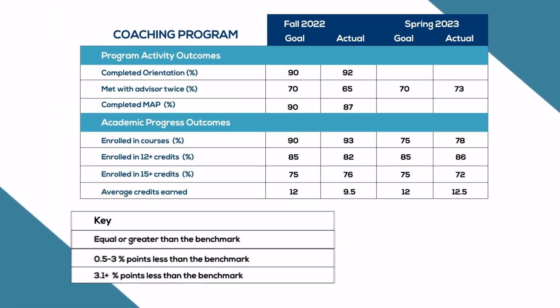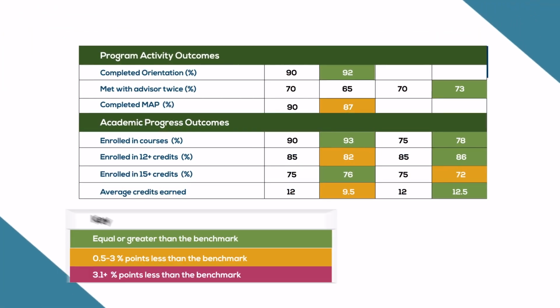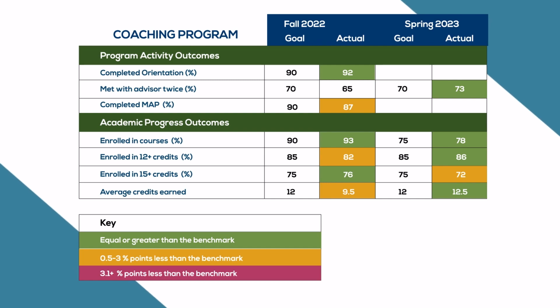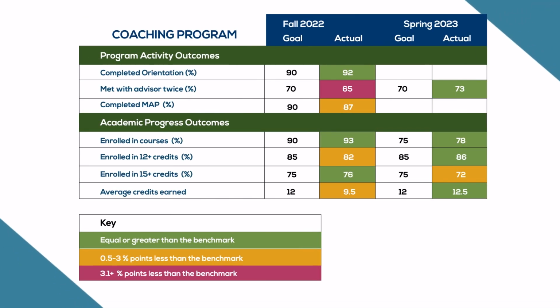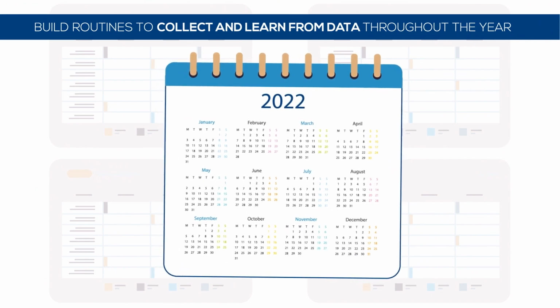Here, you can see an example from a holistic coaching program that includes goals for orientation, engagement with an advisor, and enrollment intensity. The report is color-coded to help staff focus on goals that were achieved and goals that were missed, so they can learn from both. The last step is to build routines to collect and learn from data throughout the year.